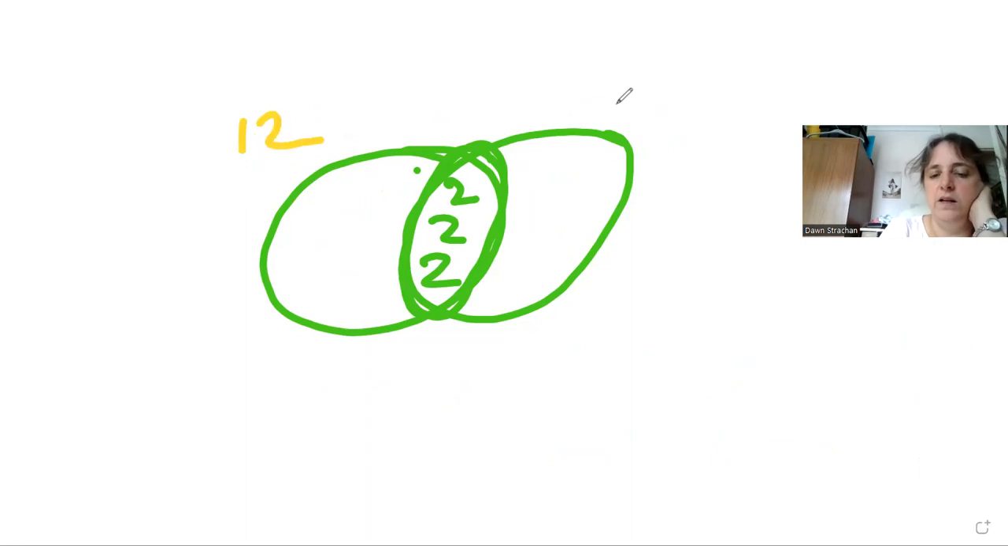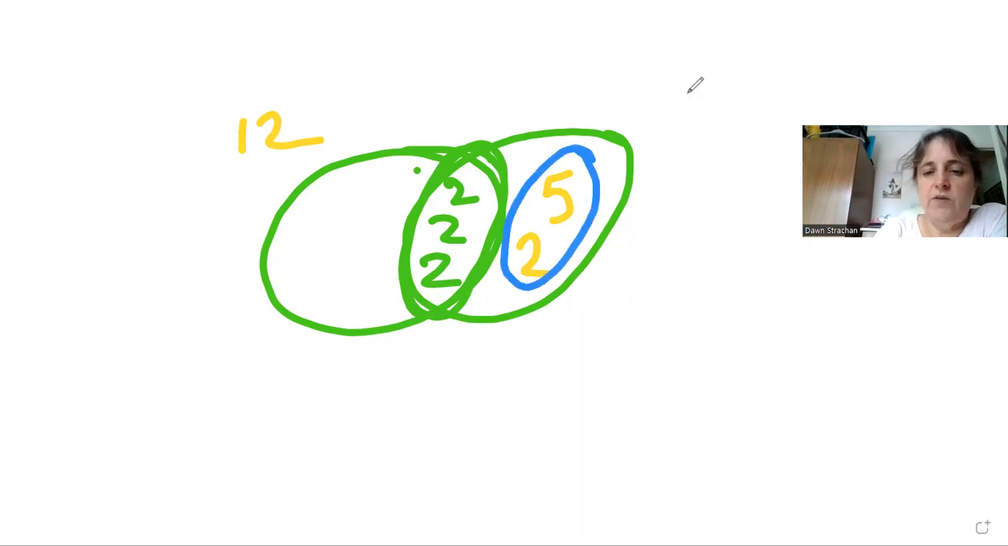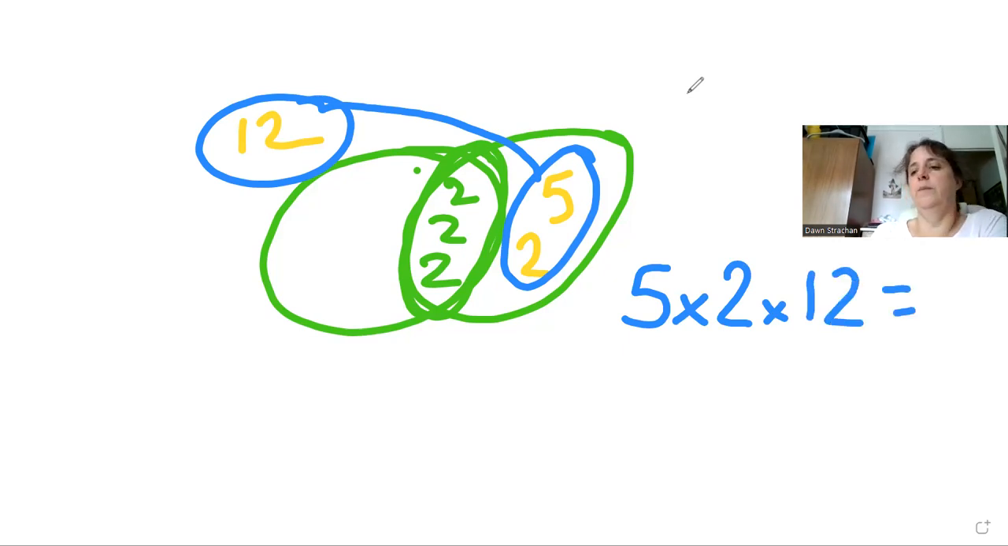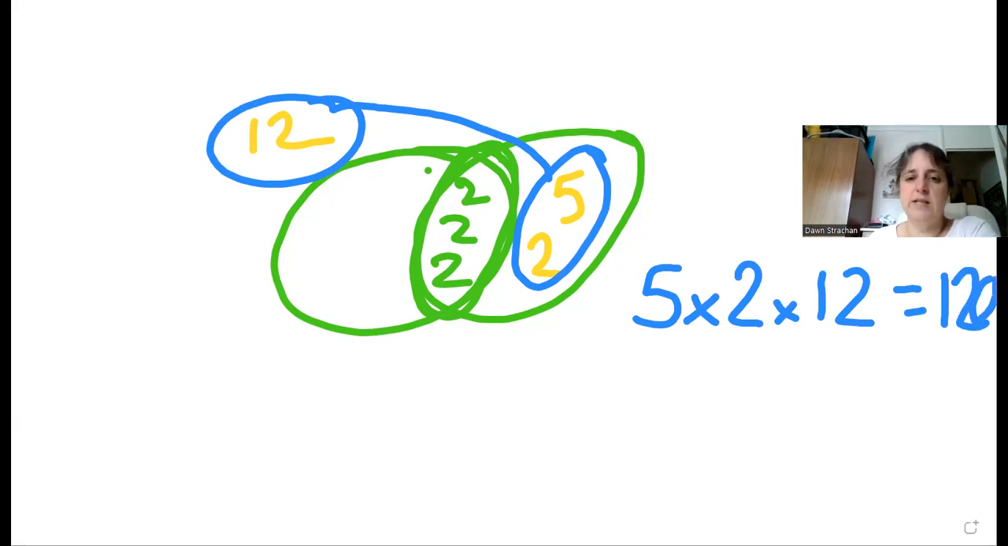So if we were to have a different example, say I put a 12 here and a 5 and a 2 here, and we needed to find the lowest common multiple of this, what we would do this time is take the 5 and the 2 from here and the 12 from there, and we would go 5 times 2 times 12, which gives us the lowest common multiple of 120.